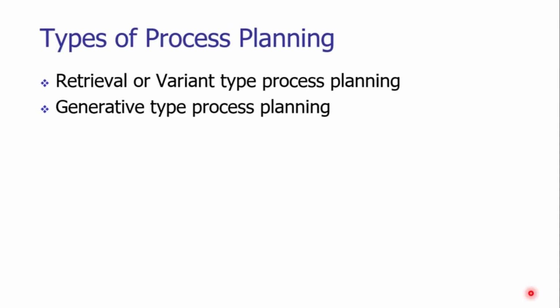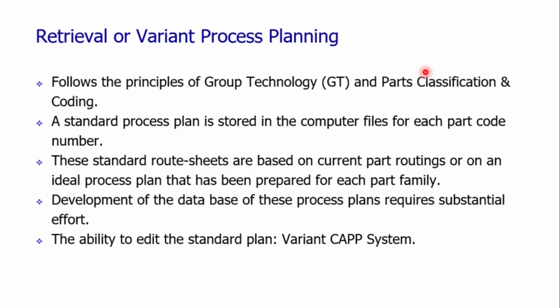In the industry, basically two types of process planning systems are employed or utilized. These are retrieval or variant type of process planning, and the next one is generative type of process planning. Now let us look at the details of these two process planning systems one by one. The first one is retrieval or variant type of process planning system.